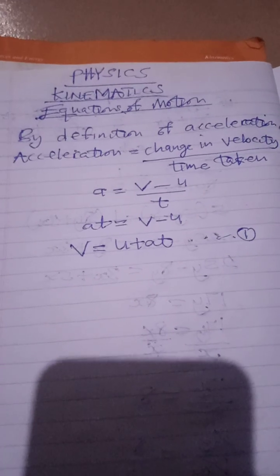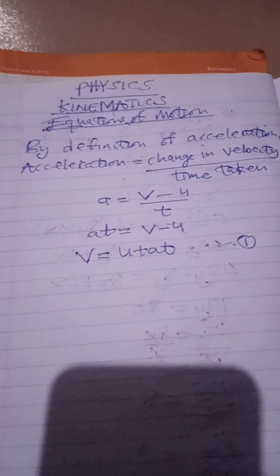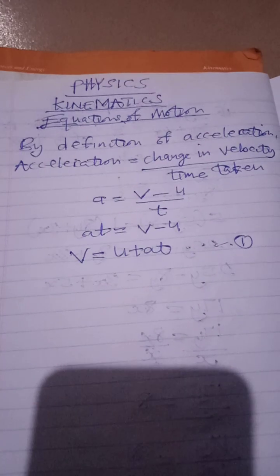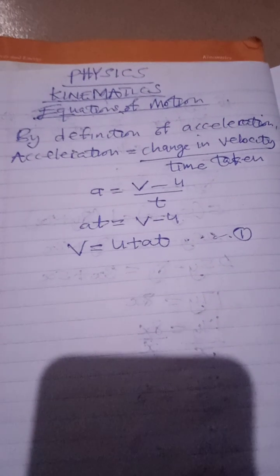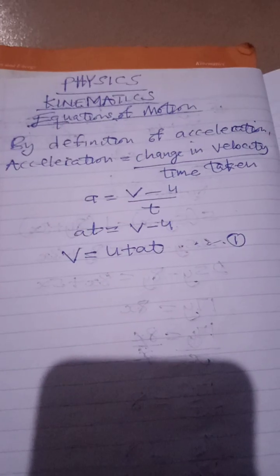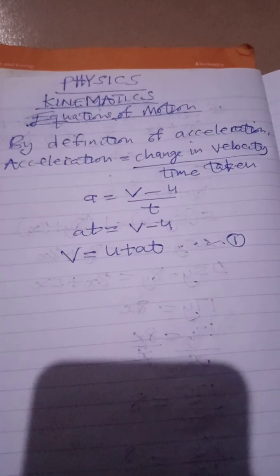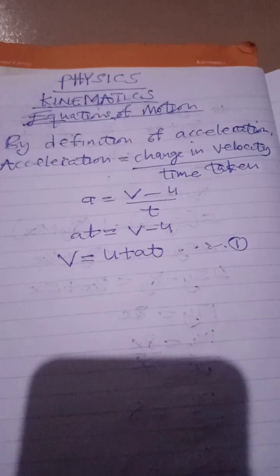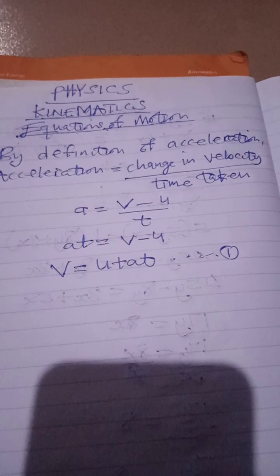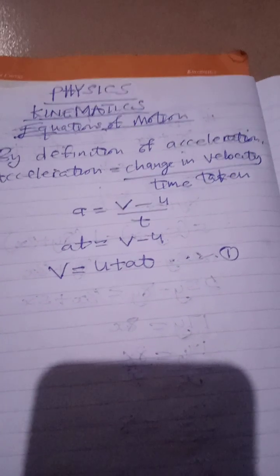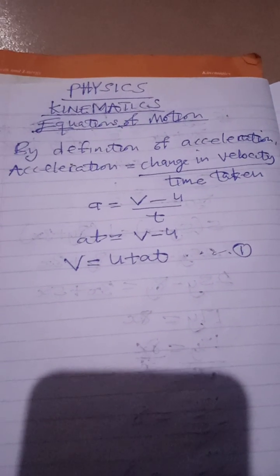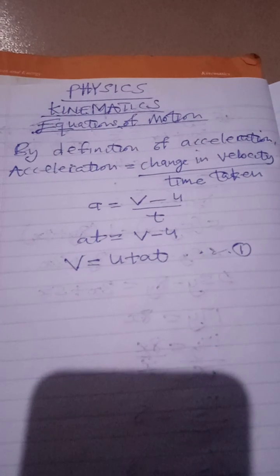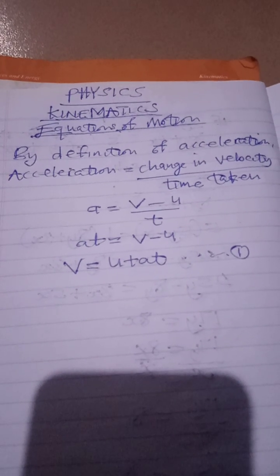And where did we get it from? We got the first equation from the definition of acceleration. Acceleration is the time rate of change of velocity, so acceleration is equal to change in velocity over time taken. So a is equal to v, the final velocity, minus the initial velocity, over t, which is the time, right? Then you make v the subject and you are able to get the first equation of motion.